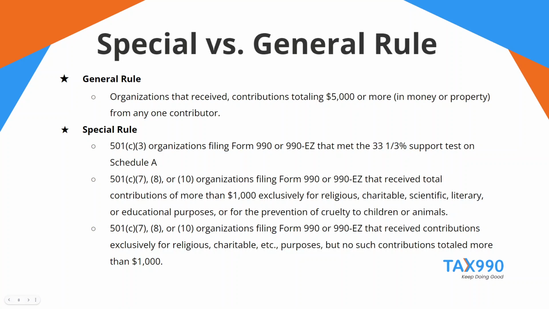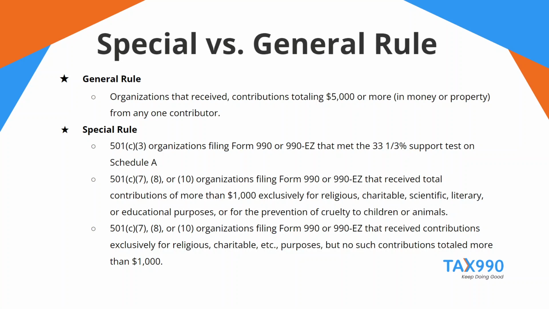So as I mentioned, we're going to just go a little bit deeper into the difference between the general rule and the special rule. So in most cases, the rule specification will be determined based on how you complete the 990 series return if you're using Tax 990. Based on how you provide your responses and your type of exempt status that you indicate on your 990, Tax 990 will help you determine that rule for you.